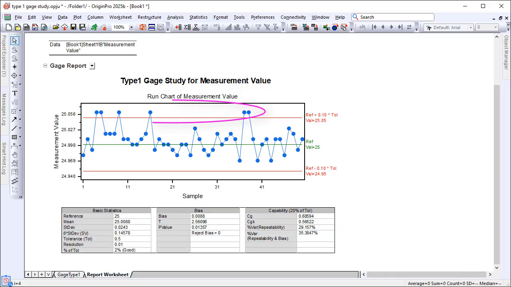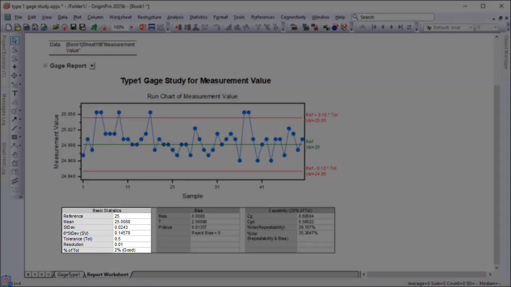The run chart shows that 6 values fall beyond the upper band, suggesting that there is too much variation in the measurement values. Let's take a look at the statistical test to see if the variation documented in the run chart is statistically significant. There are 3 tables.